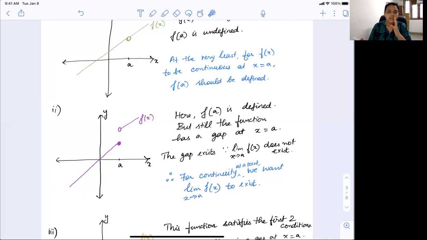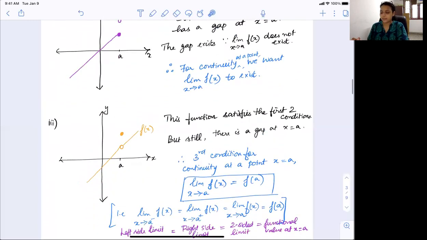Therefore, a two-sided limit does not exist in this case. So another condition for continuity is that a limit of the function exists at that point A. Now let's build on this even further.